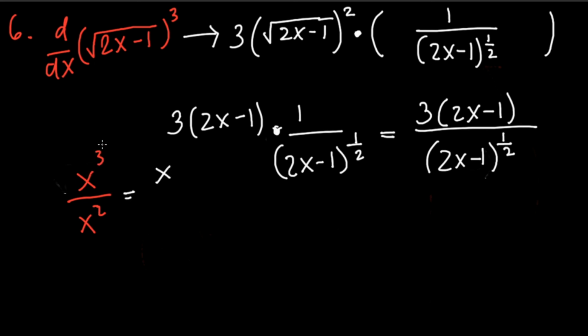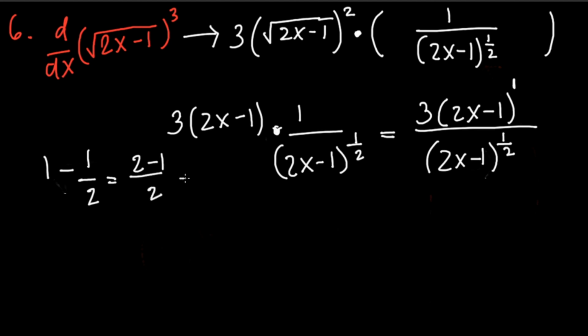Ngayon, same thing is true sa given na to. 3 times 2x minus 1 over 2x minus 1 raised to 1/2. Parehas sila ng base. Parehas 2x minus 1. So, ang gagawin mo, ima-minus mo yung exponent. Si 2x minus 1, may exponent yan na 1. So, in short, 1 minus 1 half. 1 minus 1 half is equal to 2 minus 1 over 2, which is 1 half.